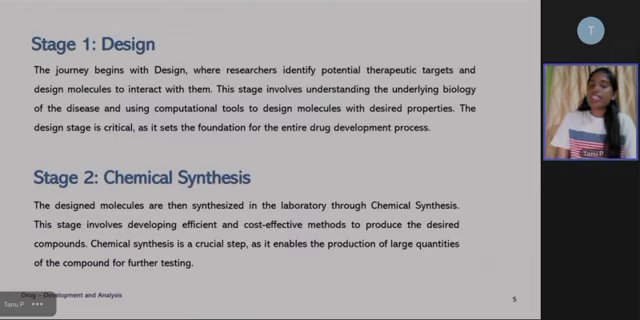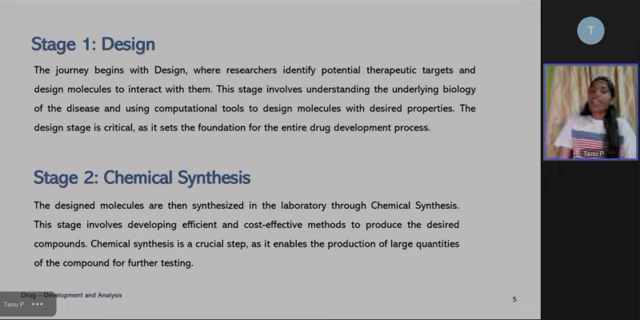Stage 1 is design. The journey begins with design, where researchers identify potential therapeutic targets and design molecules to interact with them. This stage involves understanding the underlying biology of the disease and using computational tools to design molecules with desired properties. The design stage is critical as it sets the foundation for the entire drug development process.